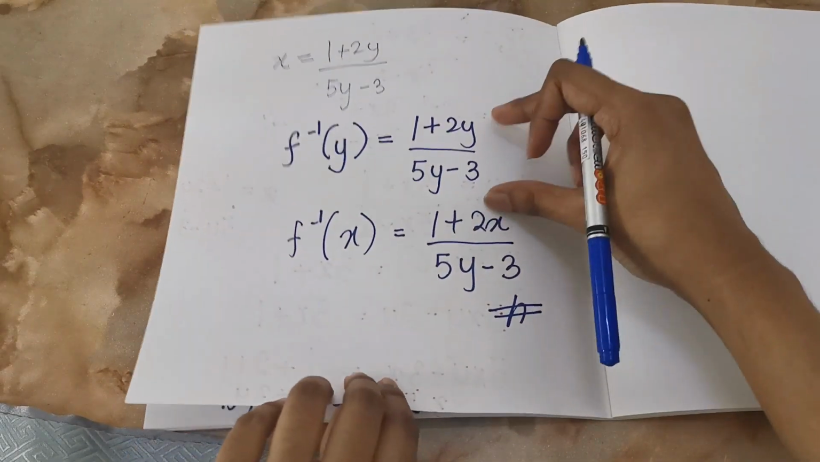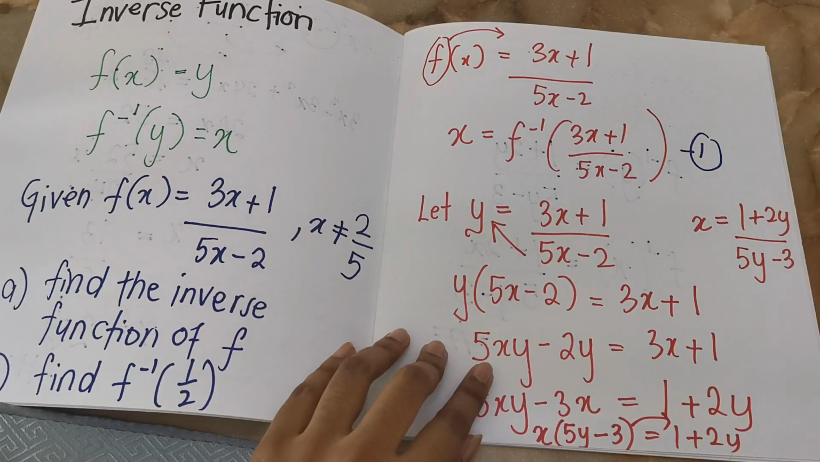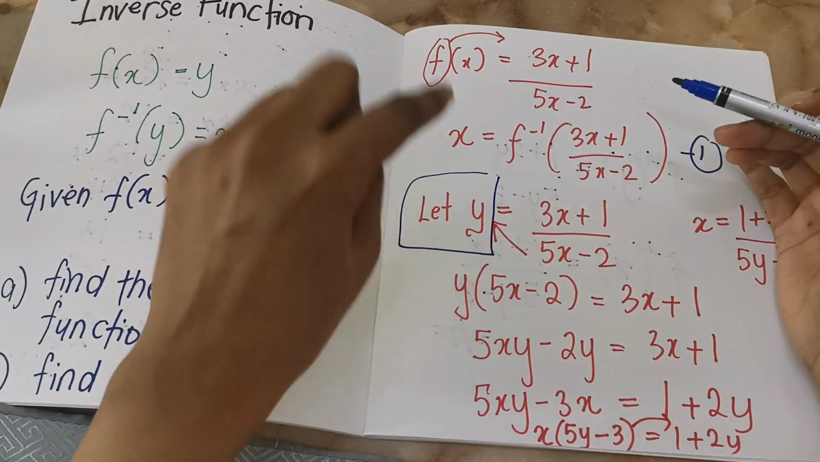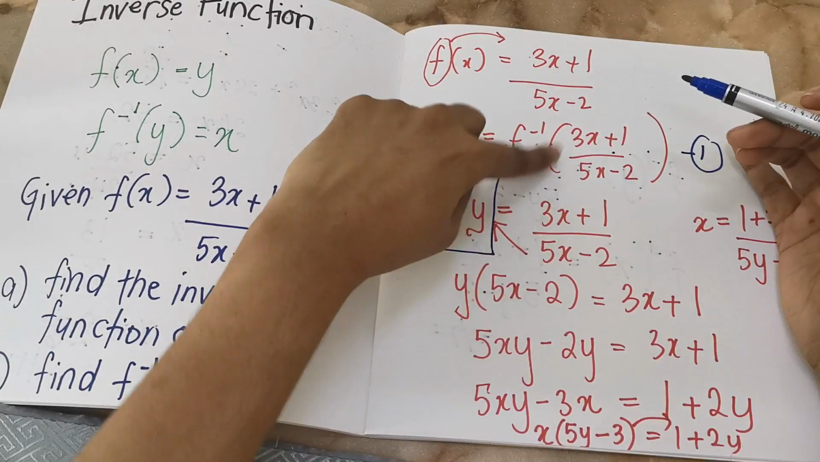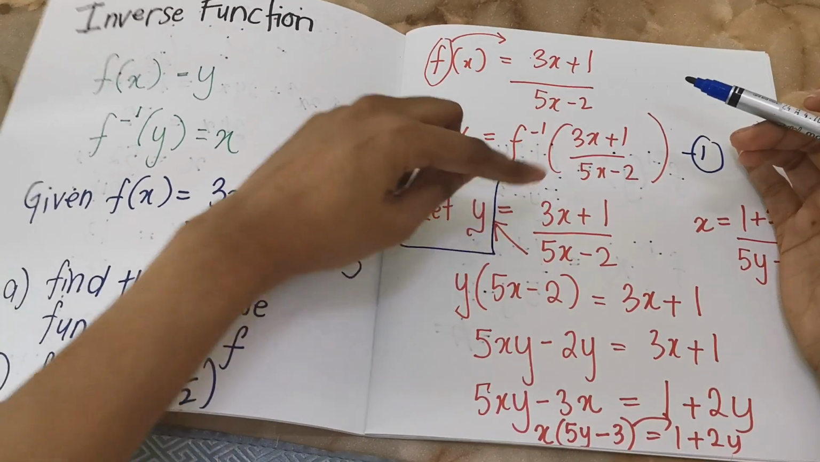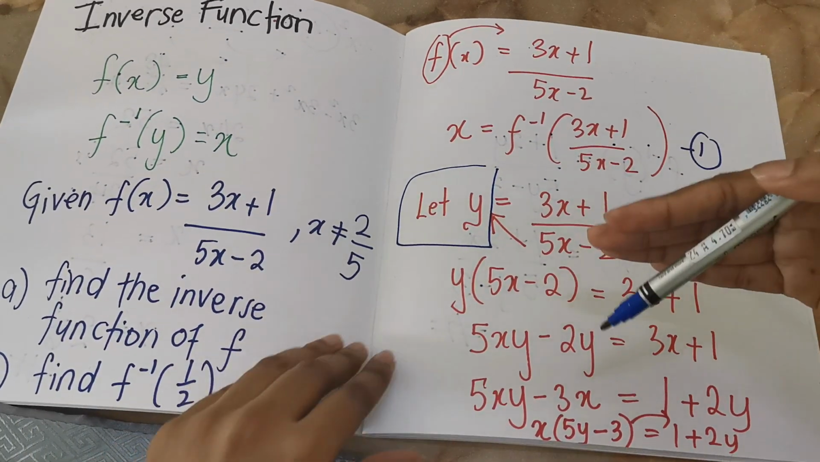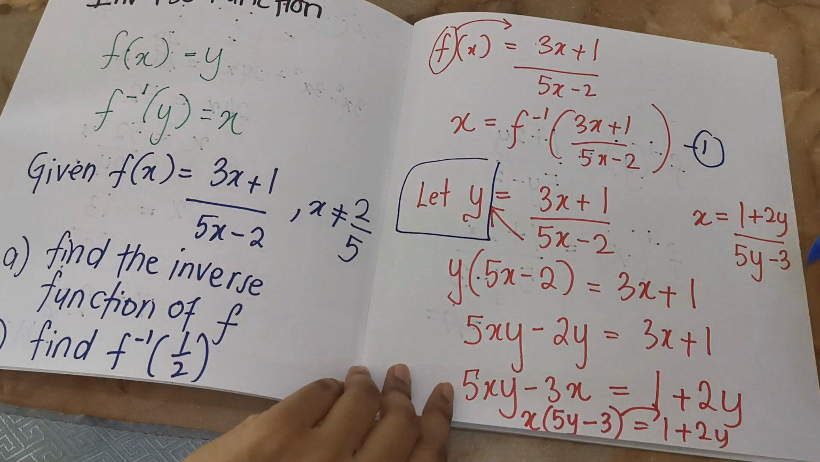So you just need to know this part. Most of the time we will use this: we let y equal the equation, and then we find the x value. Once you have found the x value, it's considered you have inversed the function.